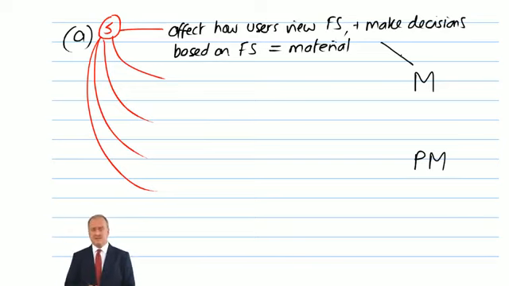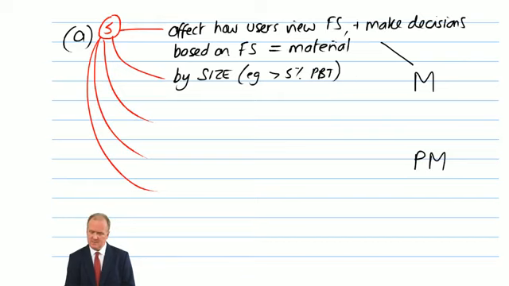And then I remember, since I need to say more things, because there's more than 1 mark available, that things can be material by size, e.g. greater than 5% of PBT, or by nature, e.g. directors' pay.